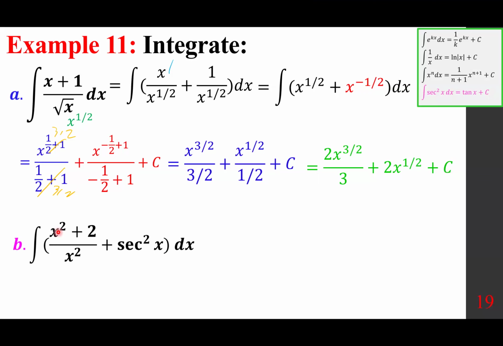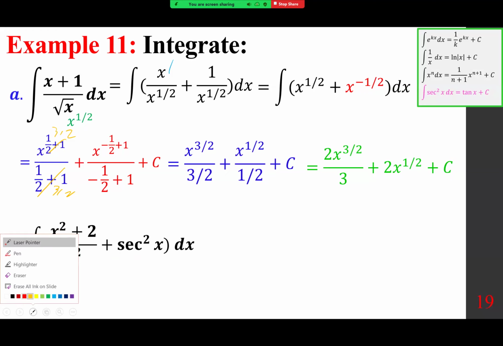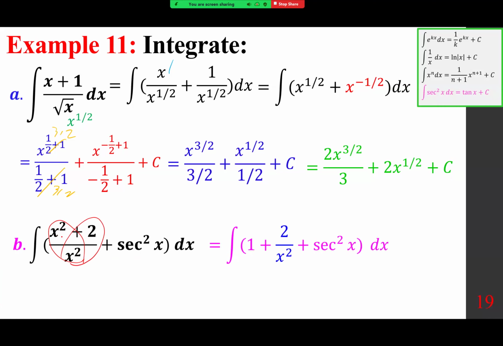The integral of (x squared plus 2) over x squared plus secant squared x. To do this, first and foremost, we are going to change this part into two fractions. This gives us 1. This gives us 2 over x squared. And I hope you remember we've done this before. This one from the previous page is 2x to the power of minus 2. And we went over that, and I showed you the answer for that one is minus 2 over x.